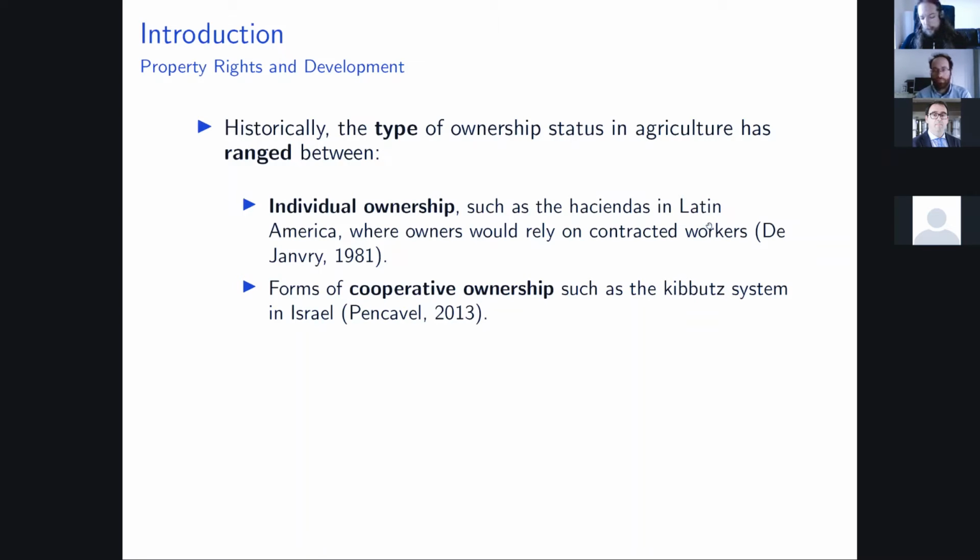And I will be talking more specifically about the types of ownership status. This has ranged historically between individual ownership, so for instance, haciendas in Latin America, where you have owners that will rely on contracted workers. And you do have, for instance, forms of cooperative ownership, such as the kibbutz system in Israel. So these are more or less the two, let's say.